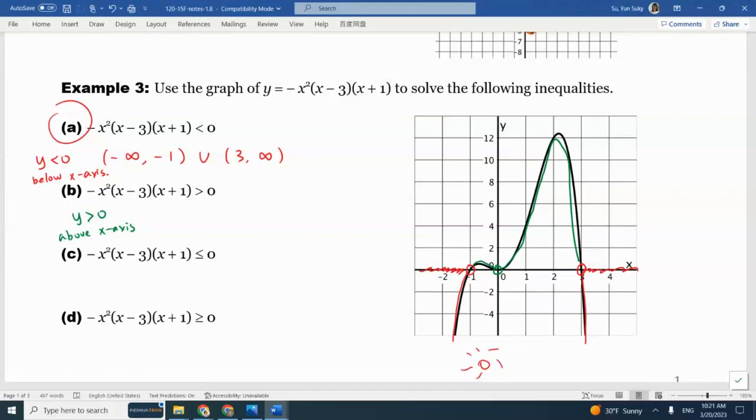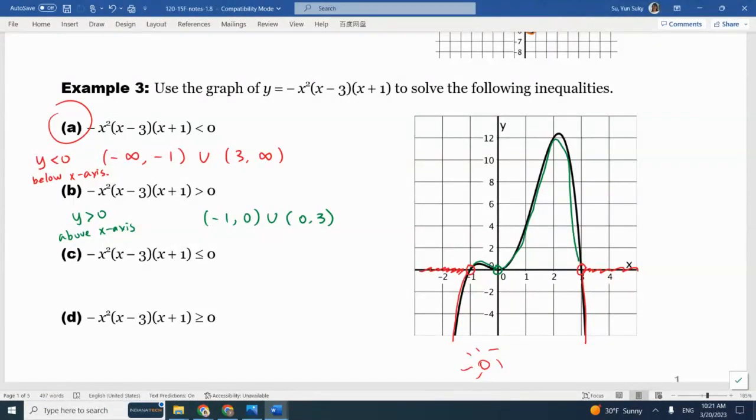So what are the x values? You always say from the negative numbers. So -1 to 0. And then union. Yeah, 0 to 3. Good. Right, everybody? Okay, how about part C?